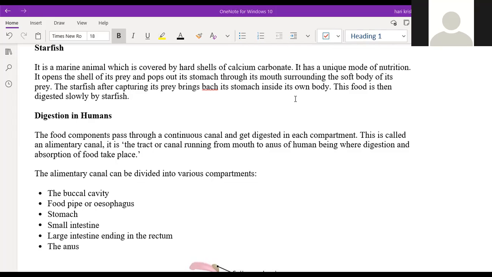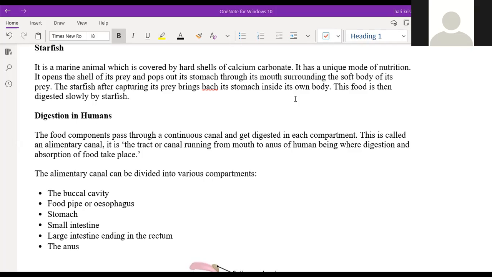Okay, good. So the starfish is generally a marine animal which is covered by a hard shell of calcium carbonate on the backside, right? When we see a starfish, it will look like its mouth is in the middle of the star. When we see photos, that will be the backside. The front side means its mouth will be full round and full of spines.